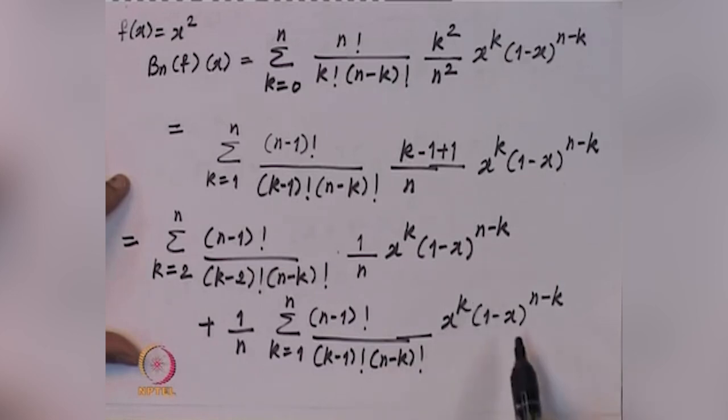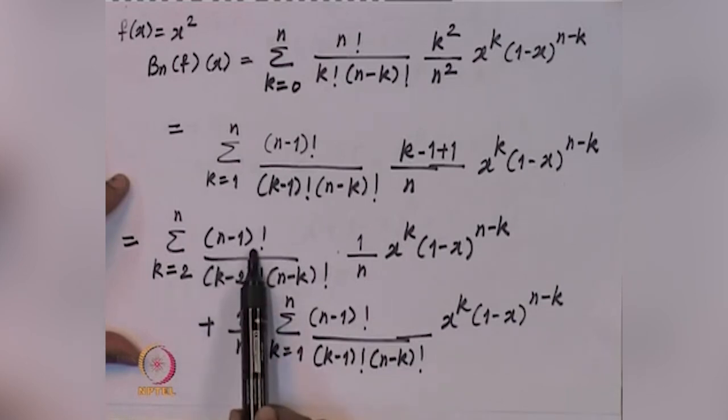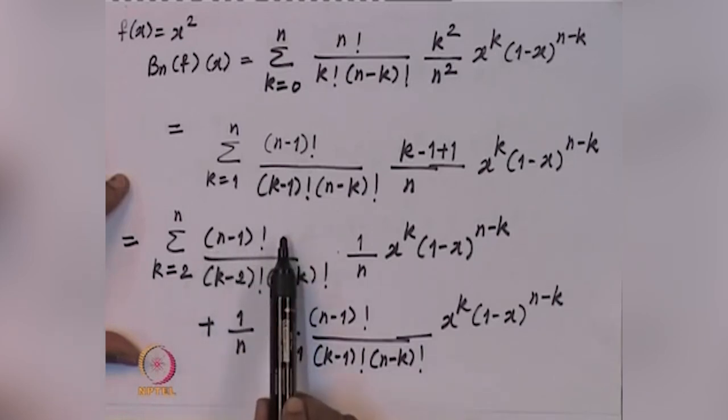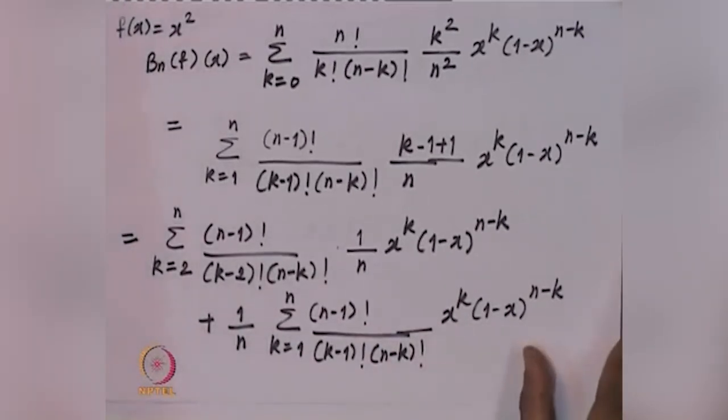Here it will be x raise to k minus 1, here it is 1 minus x raise to n minus k. So, when I take x out, what is this summation? It is nothing but the binomial series expansion of x plus 1 minus x raise to n minus 1, and hence it is going to be equal to 1. Look at the first term. Here I have got n minus 1 factorial. So, that I will write as n minus 2 factorial into n minus 1 and take out this n minus 1 and n out.